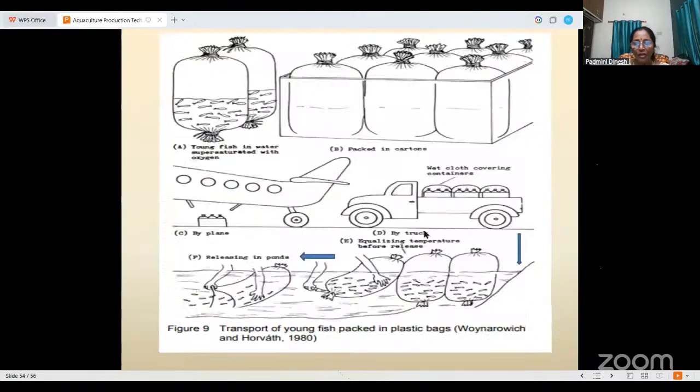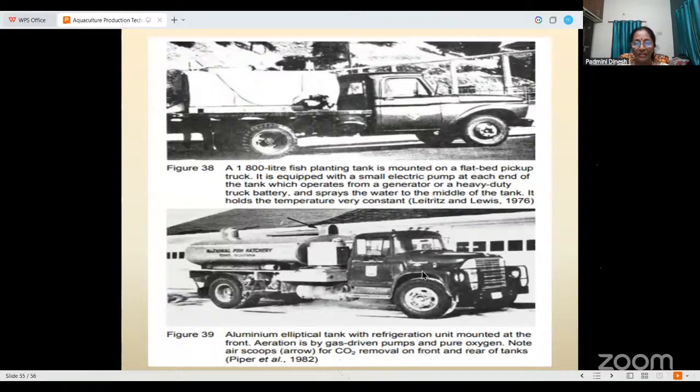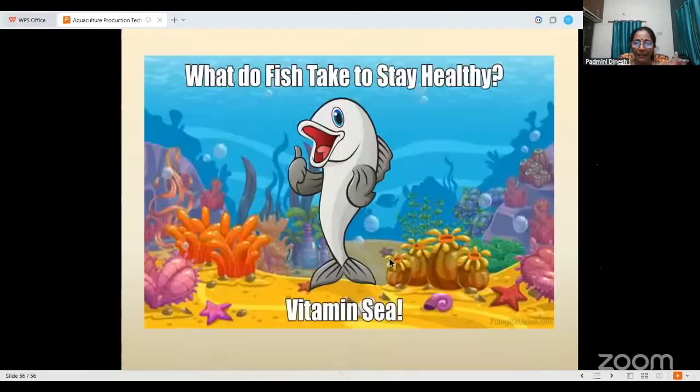Releasing part and all, I'll talk about how you have to release them in the water in the next class. So these are some of the ways of transportation of the fishes. With that, we come to the end of the first topic, that is block 1.